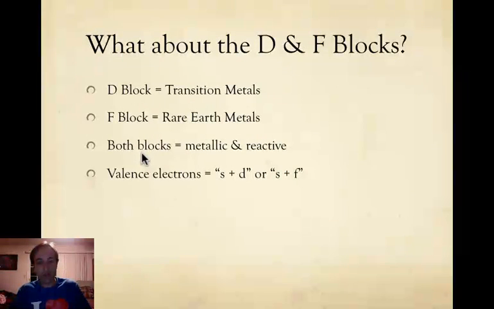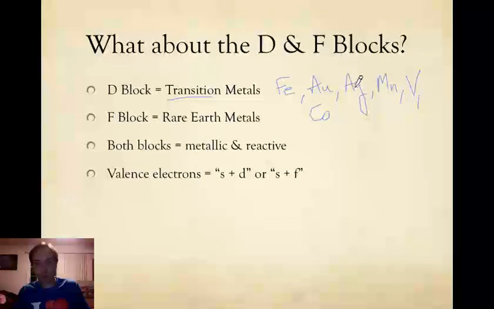Okay. Now, the question I usually get is, okay, you talked about those groups. What about the stuff in the middle? Well, that would be the D and the F blocks. So the D block, the middle of the periodic table, is known as the transition metals. It's going to include things like iron and gold and silver and manganese and vanadium and cobalt and so on. Okay, those are all transition metals. They have their electrons in the D sublevel.